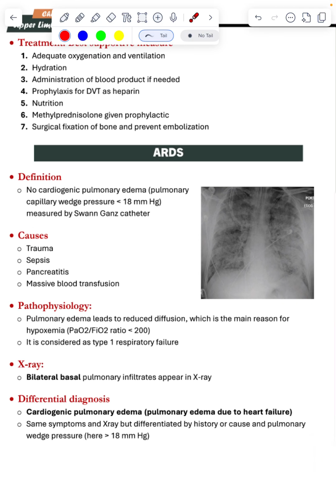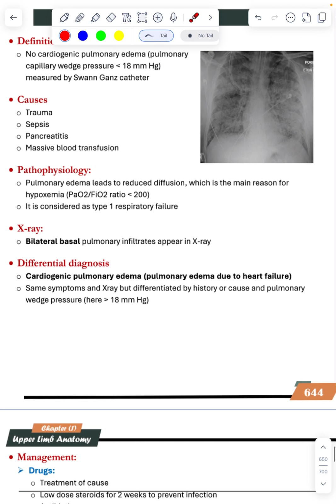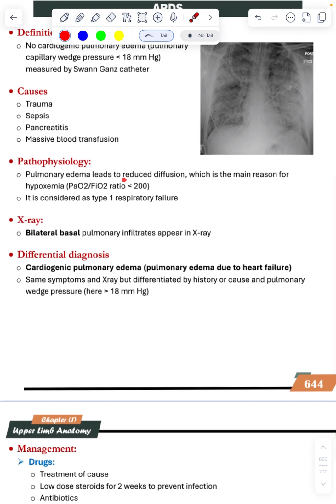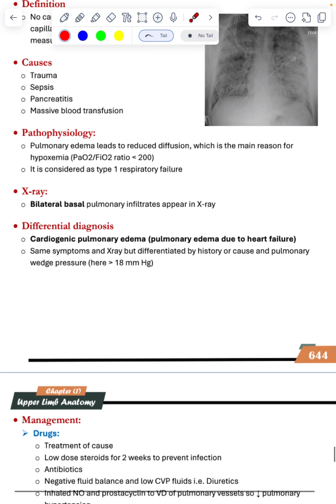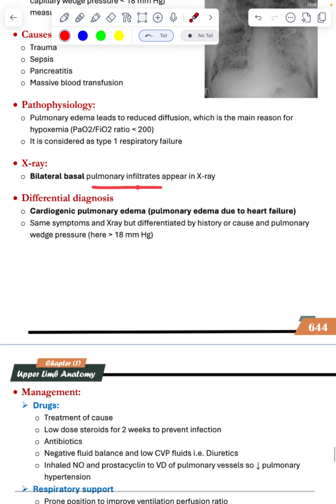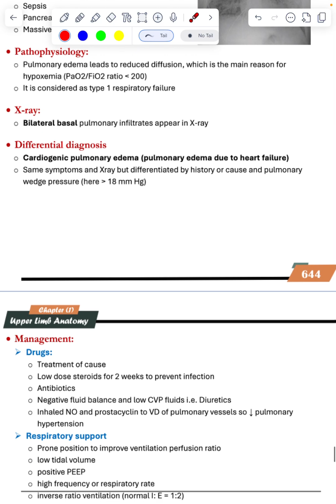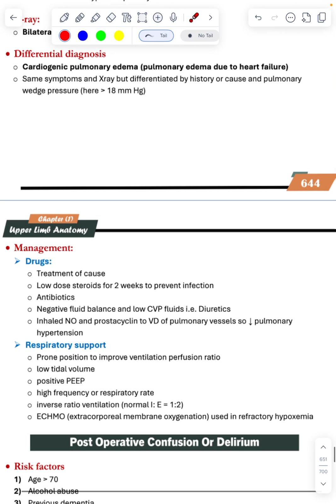What is ARDS? Non-cardiac pulmonary edema. Capillary wedge pressure is less than 18, measured by Swan-Ganz catheter. Main causes: trauma, sepsis. Pulmonary edema leads to reduced diffusion, which is the main reason of hypoxemia, considered as type 1 respiratory failure. Bilateral pulmonary infiltrates. Cardiogenic pulmonary edema due to heart failure has the same symptoms and X-ray, but is differentiated by history and pulmonary wedge pressure more than 18.